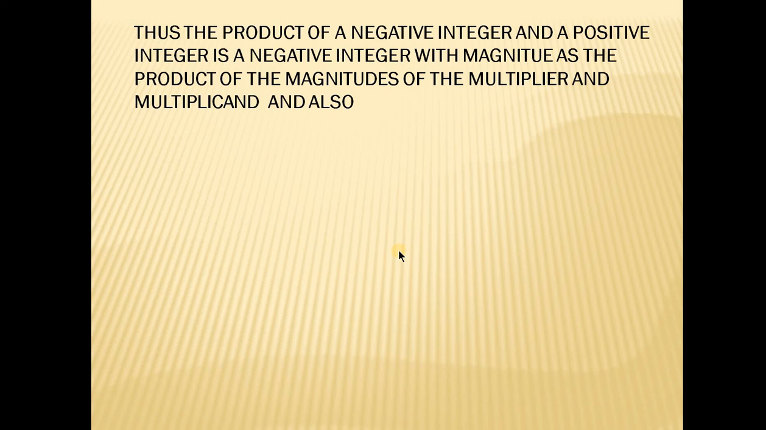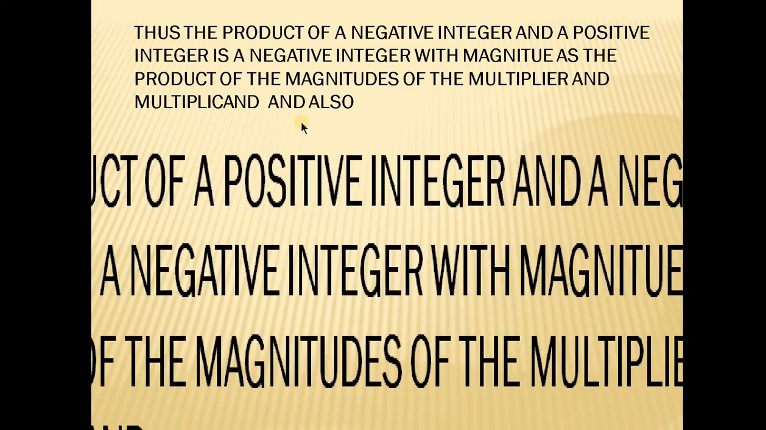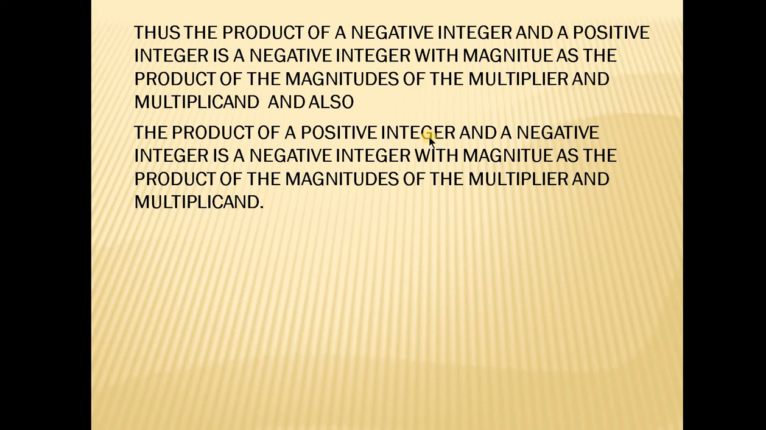So now you have understood the product of a negative integer and a positive integer is a negative integer with magnitude as the product of the magnitudes of the multiplier and the multiplicand, and also the product of a positive integer and a negative integer is a negative integer with magnitude as the product of the magnitudes of the multiplier and the multiplicand. These things are known to you.